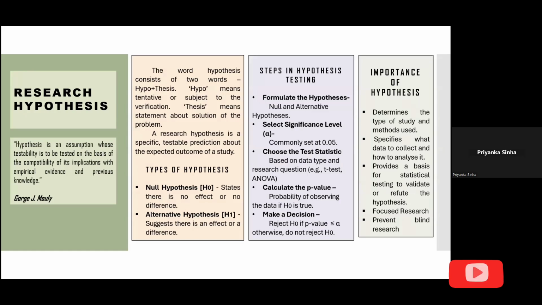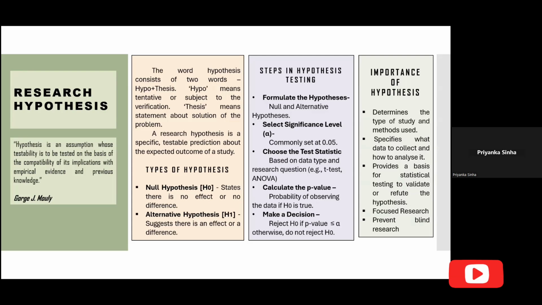Research hypothesis. The word hypothesis consists of two words, hypo plus thesis. Hypo means tentative or subject to verification. Thesis means a statement about the solution of the problem. There are two types of hypothesis. Null hypothesis, which is represented by H0, states there is no effect or no difference. Alternative hypothesis, which is denoted by H1, suggests there is an effect or a difference.